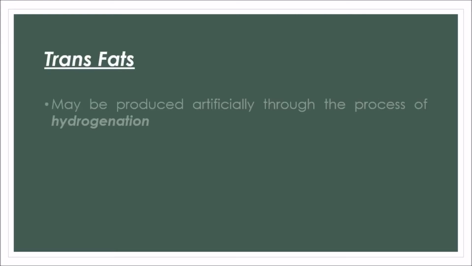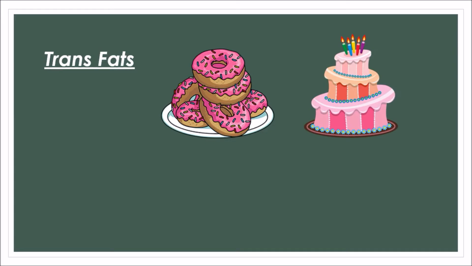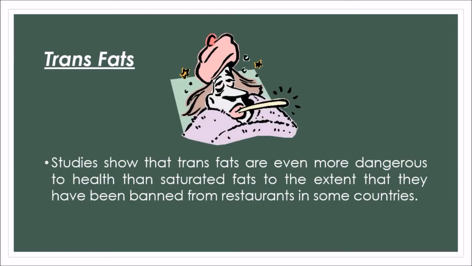And so guys, the last but not the least are the trans fats. Trans fats may be produced artificially through the process of hydrogenation. So what is it? Hydrogenation is a process in which hydrogen is added to an oil to make it more solid. Trans fats can be found in many foods including fried foods like donuts and baked goods including cakes, cookies, and pizza. Studies show that trans fats are even more dangerous to health than saturated fats, to the extent that they have been banned from restaurants in some countries.